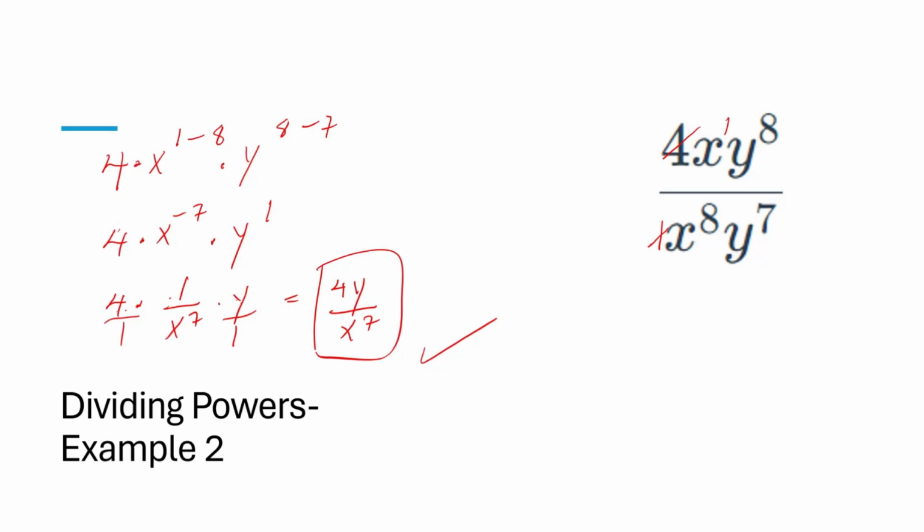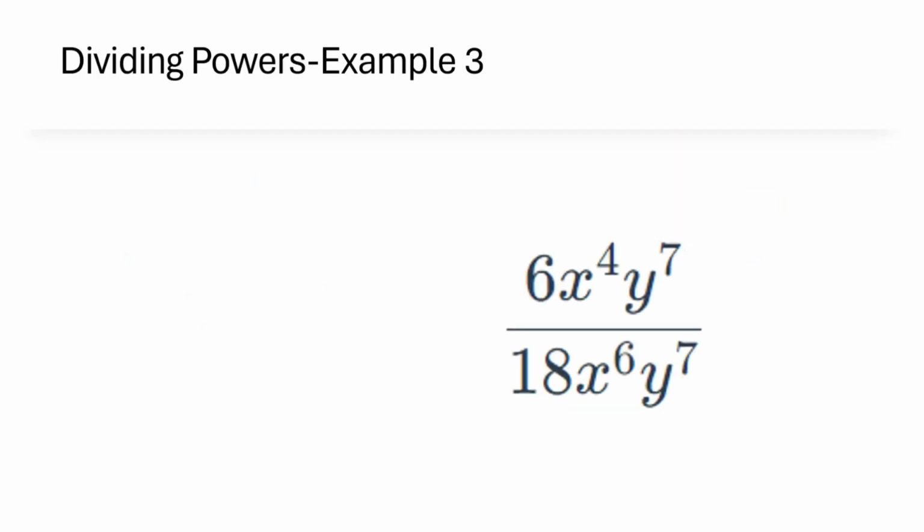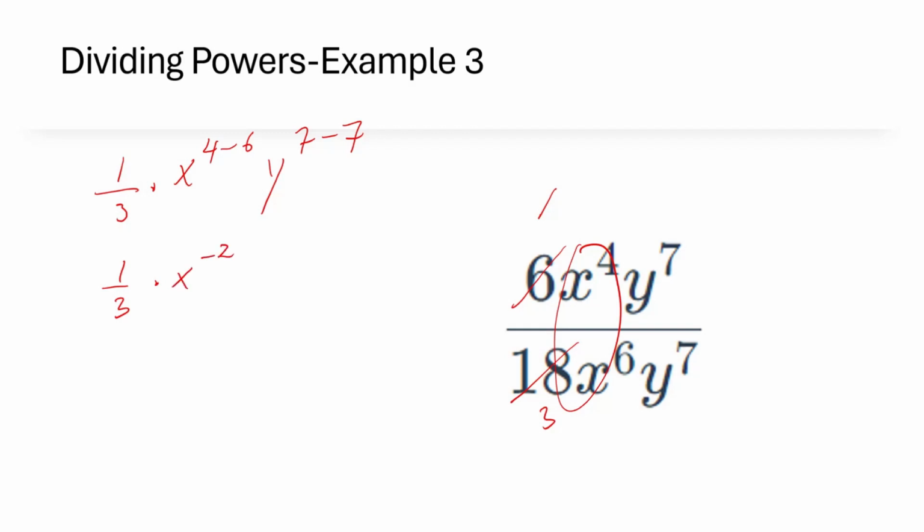All right, let's jump into the next example. For the next example right here, we realize now that 6 goes into 6 one time, 6 goes into 18 three times. So we're going to have 1 over 3 times x to the 4 minus 6, because we're dividing this. Then we've got y to the 7 minus 7. Now here we're going to have 1 over 3 times x to the negative 2. Then we're going to have y to 0.